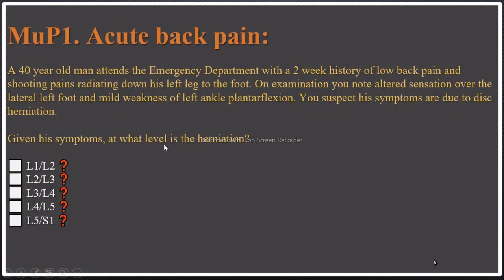Given his symptoms, what level? We have two levels, lumbar 4, lumbar 5, and lumbar 5 is 1. Last option, L5S1. He said, on examination, altered sensation over the lateral left foot. What does lateral mean? Little toe. Small toe. Small toe is S1. Big toe is L5. And also he said left ankle plantar flexion. Okay.